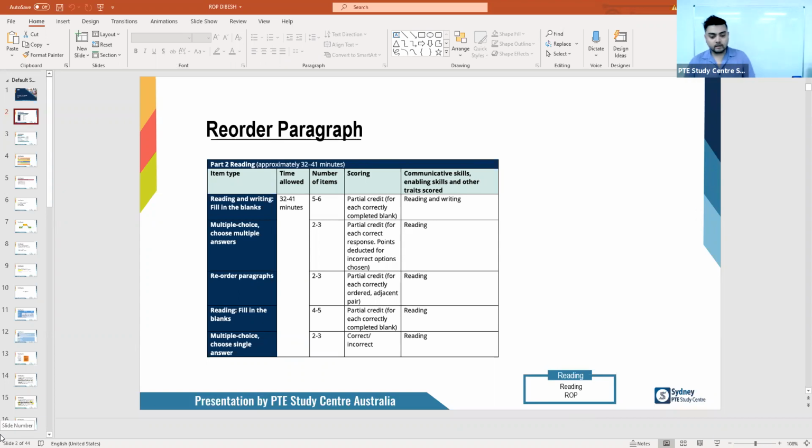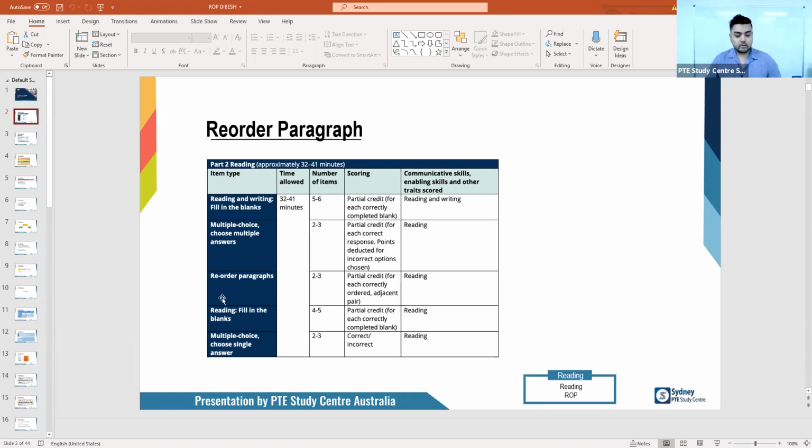So in the reading section, these are all the item types that you'll get in the exam, and you'll get a maximum of 32 to 41 minutes to do all these question types. There are altogether 5 question types. Beginning with reading and writing fill in the blanks, the number of questions you'll get in the exam is 5 to 6, and the scoring contribution is towards your reading and also towards your writing section.